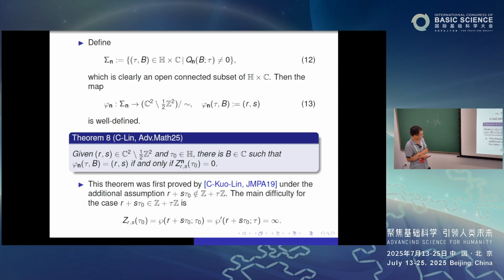This theory was first proved several years ago, with the additional assumption that R plus S tau zero is not a lattice point of the torus. When R plus S tau zero is a lattice point, then this function and also the Weierstrass P function and P prime are infinite. This was the main difficulty at that time. So in this theory we delete this additional assumption.